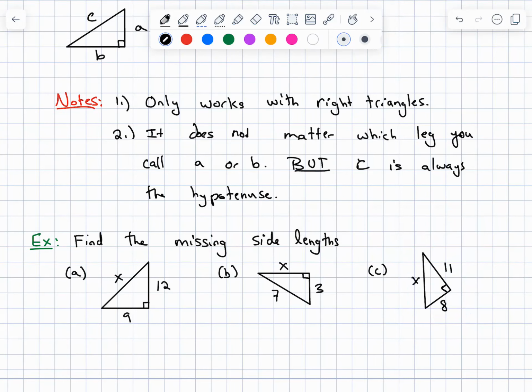So those are our triangles, and we need to find the missing side length. And because we only have one missing side length, we can find it using the Pythagorean theorem.